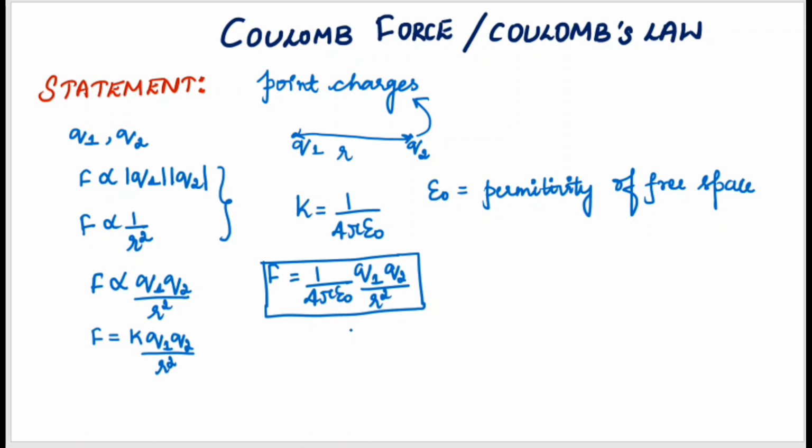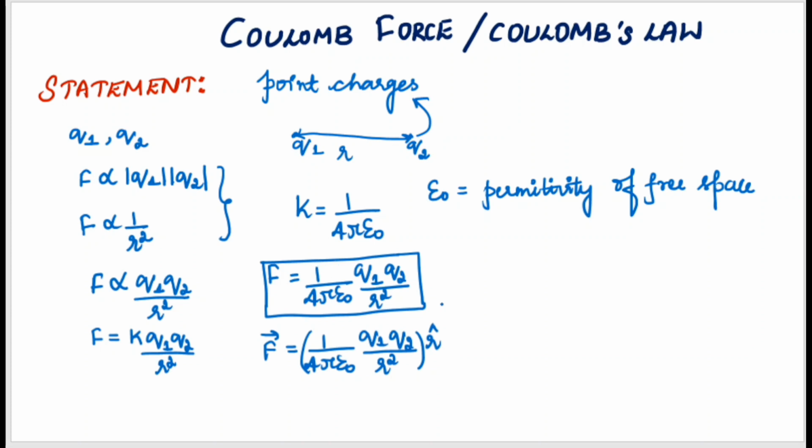Okay, now I want it in vector form. F vector can be written as 1 divided by 4 pi epsilon naught, Q1 Q2 divided by R square, into R cap. This R cap represents a unit vector along the direction. It represents the direction of this force. This part represents the magnitude, whereas R cap represents the direction. The direction is along the line joining the point charges. Okay, I hope everyone is clear.